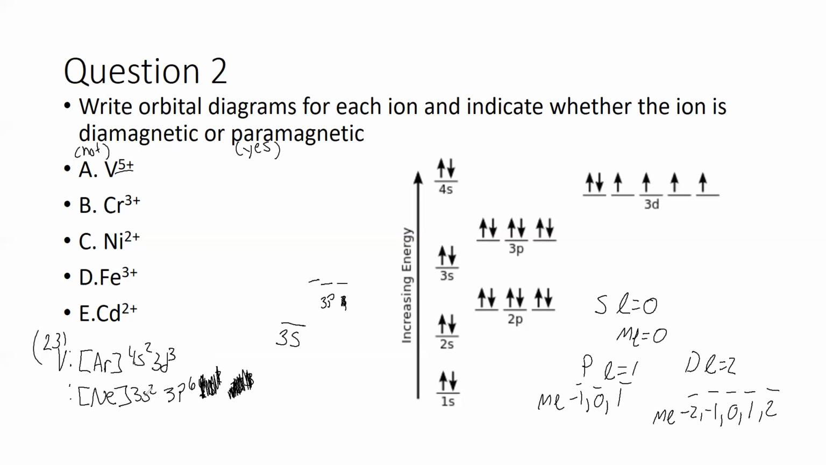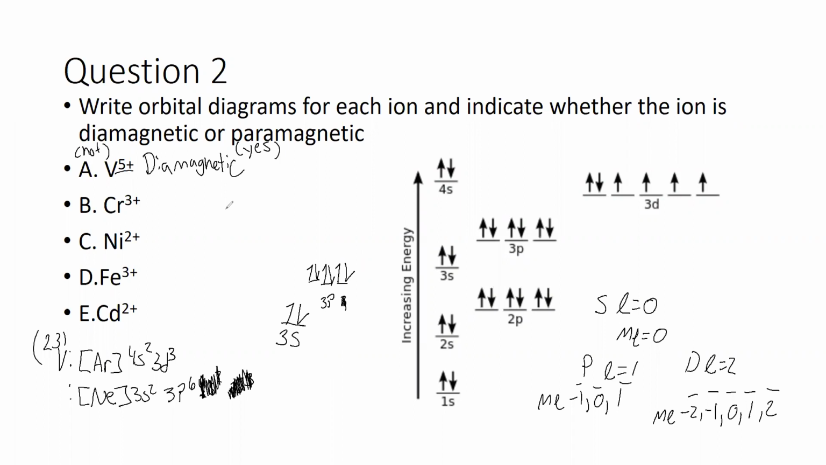So if we look at this, my outermost shell is 3. I have 2 electrons in the 3s orbital. So they have to be paired because there's only 1 m sub L value. I have 6 electrons in my p orbital. So 1, 2, 3, 4, 5, 6. In my outermost shell, everything is paired up. Since everything's paired up, this is diamagnetic. This is not magnetic because I do not have a free electron. Every electron has a partner.